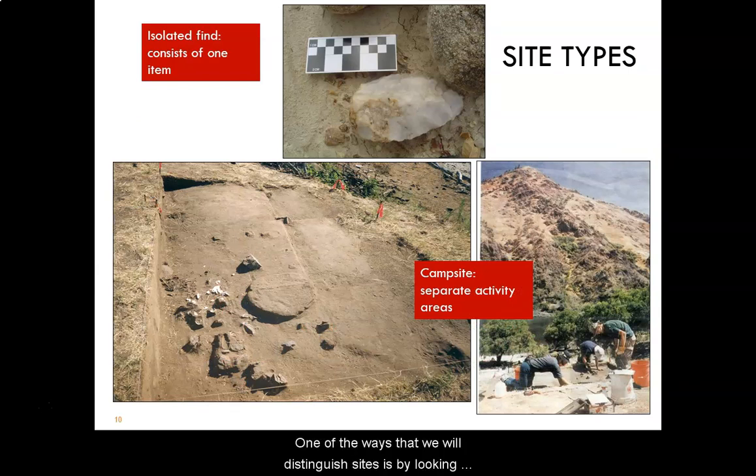One of the ways that we will distinguish sites is by looking at various site types. Now, I don't expect you to remember all these different site types, but just be familiar that site types range from a single isolated find of an artifact, such as in the upper center location here, where we have a single, this is actually an Acheulean hand axe, here for one of my sites in Tanzania, to very complex city sites, right? So the scale, and we'll talk about this a little bit more, can vary quite significantly. So this is an isolated find site.